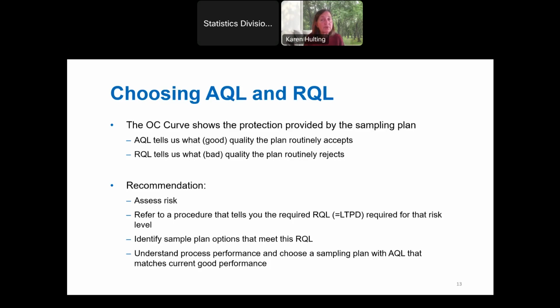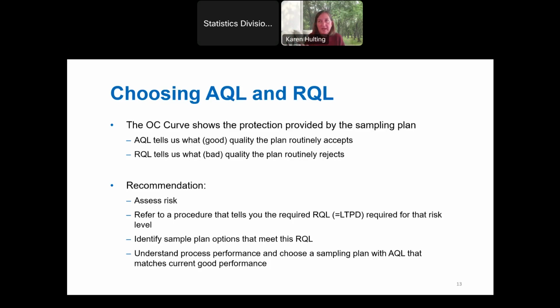Now it might be different for different product lines, right? You might have more risky and less risky product lines. They might have a different table. Okay, then once you know what the RQL is, say that your RQL has to be 10%, or 5%, some value of lot percent defective that you want to catch, then you can identify sample plans that meet that RQL.